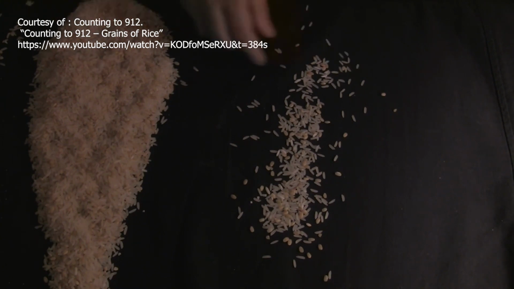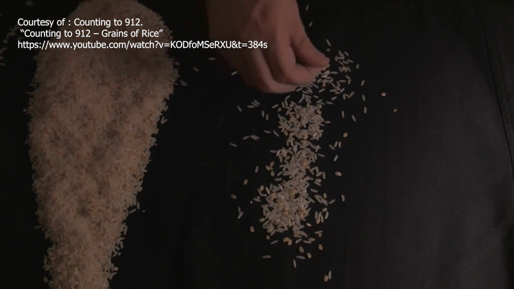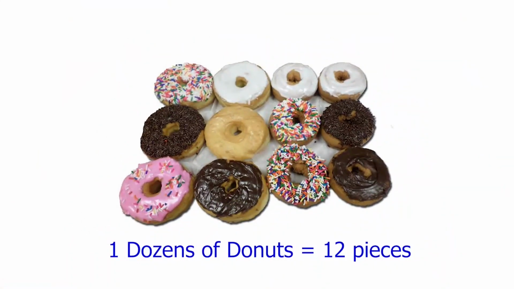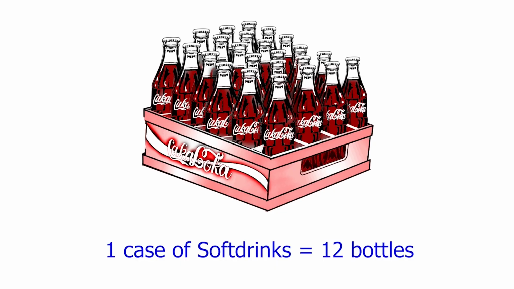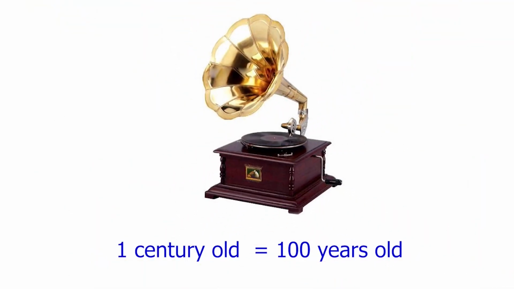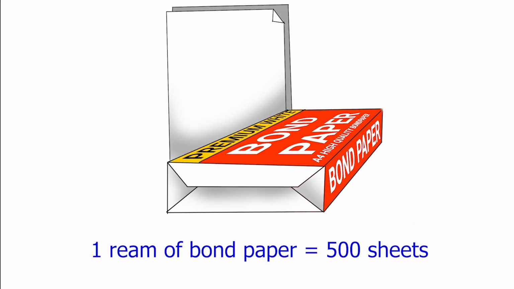There are terms that we use to indicate certain numbers, such as a dozen of donuts is always 12 pieces. One case of soft drink is 12 pieces, and 1 century-old artifact is 100 years old. Are you familiar that a ream of bond paper consists of 500 pieces of papers?